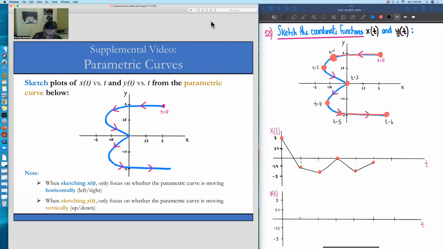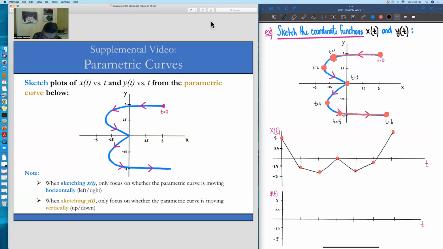All right, and finally, between t equals 5 and t equals 6, we are moving to the right. In other words, we're moving horizontally to the right, so our x value is increasing. So from t equals 5 to t equals 6, our x value looks like it's grown. Actually, it's grown beyond 5. So we're going to be somewhere up here.